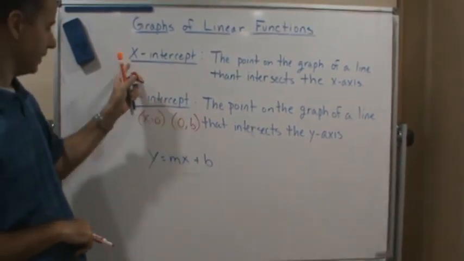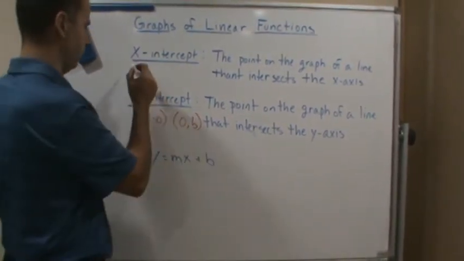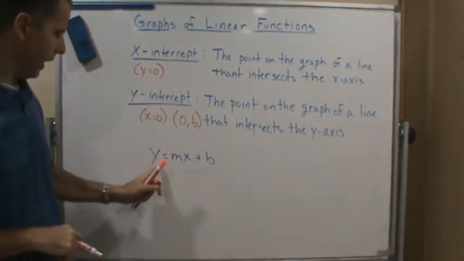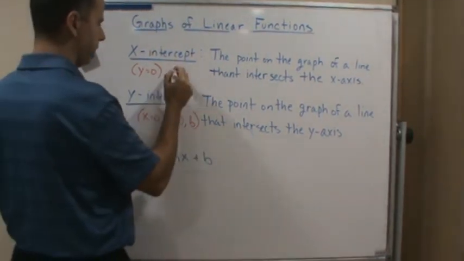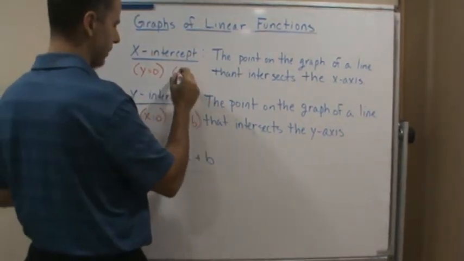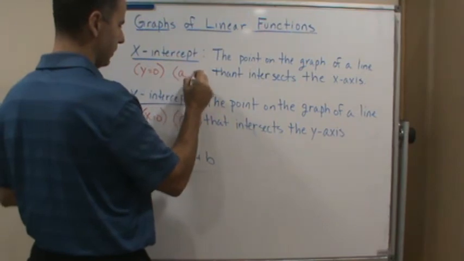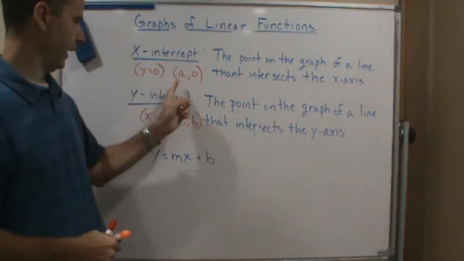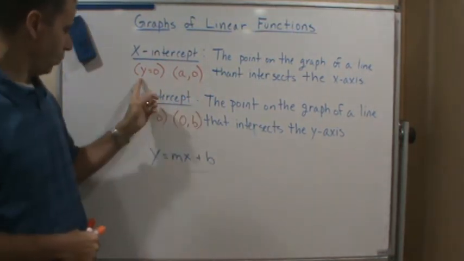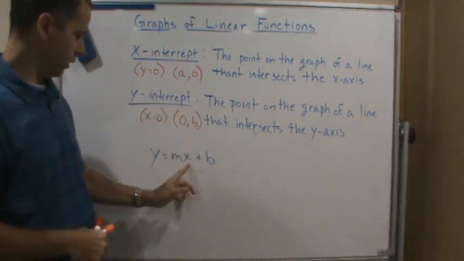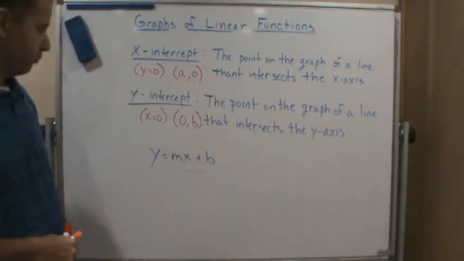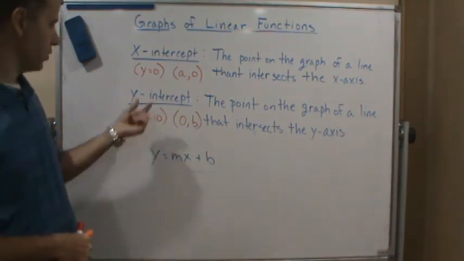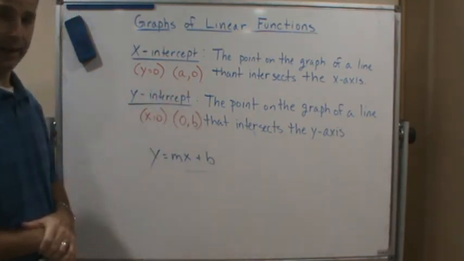If you want the x-intercept, you're going to set y equal to 0. And if y is 0, then you solve for x. And so you get a comma 0. So your x-intercept is always going to be of the form a comma 0. So you set y equal to 0, and you solve for x. Now in this case, you're going to get negative b over m, but we just generalize that to just some letter a, okay?